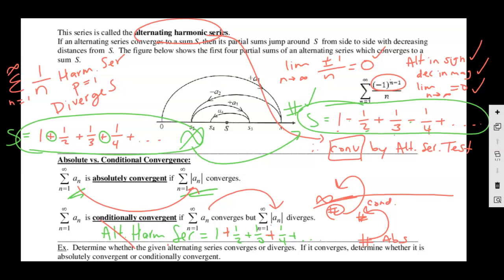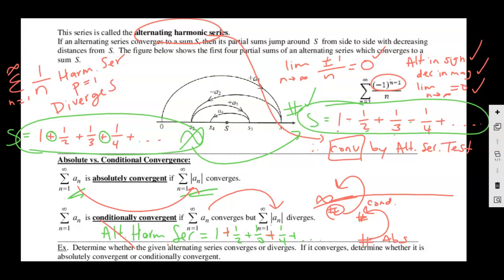However, if my original is convergent, but when I make it larger by taking the absolute value, if changing the minuses to the pluses is the thing that tips you over the line and moves you from finite into infinite, then you were originally convergent, but you were just barely convergent. You were conditionally convergent. All right, so absolute convergence, how to test it.